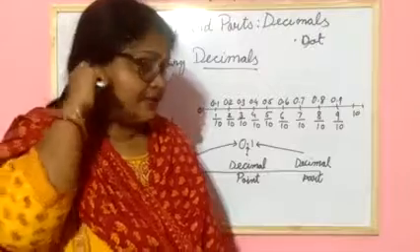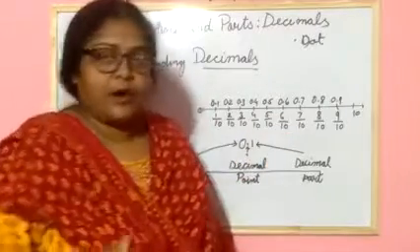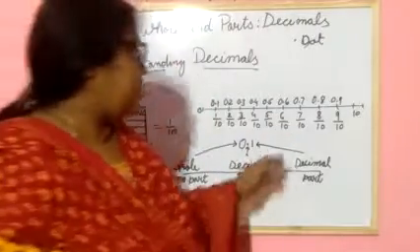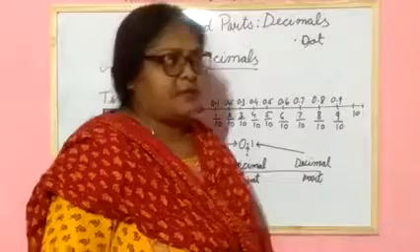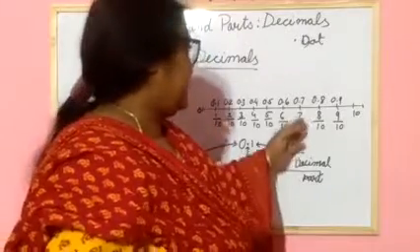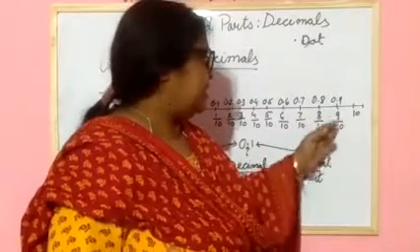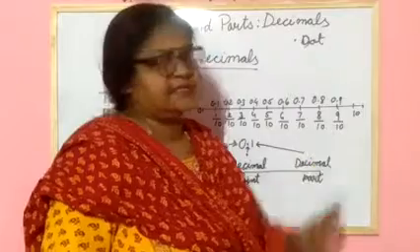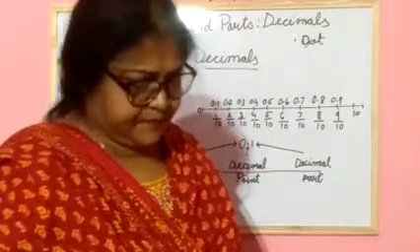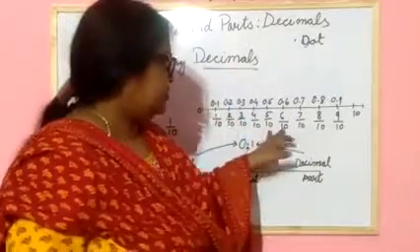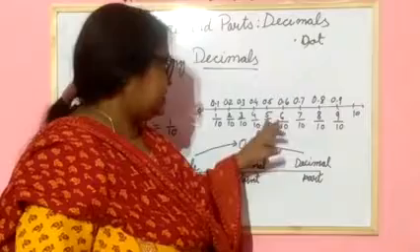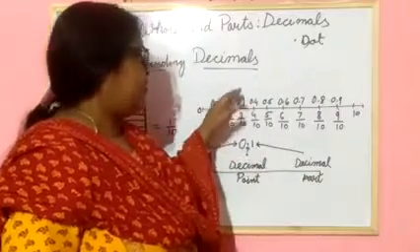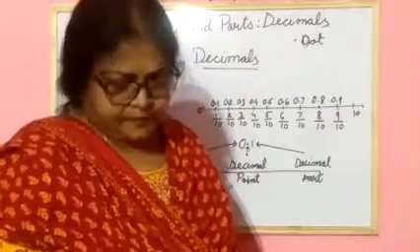0.5. And for 6, 0.6. And for 7, what will you write? 0.7. For 8, what decimal? 0.8. And for 9, you can write here 0.9. Now it is clear to you all. If it is given in fraction, you can write it in decimal form this way.